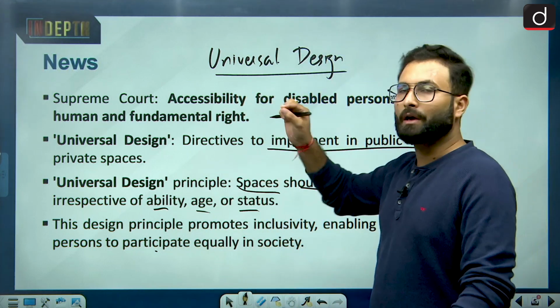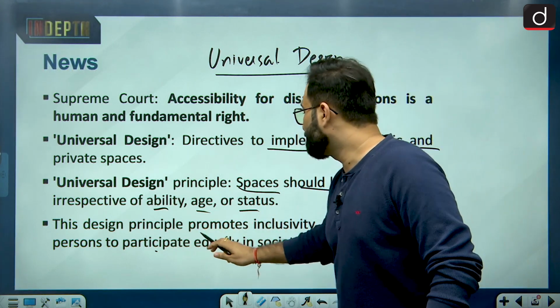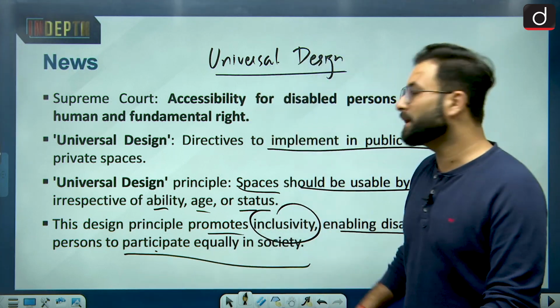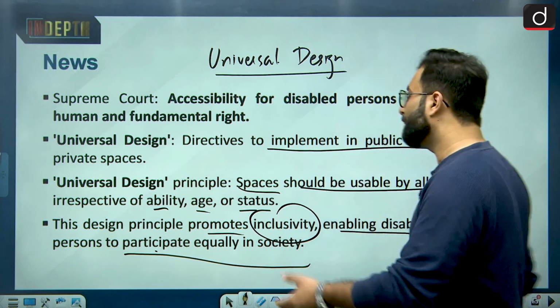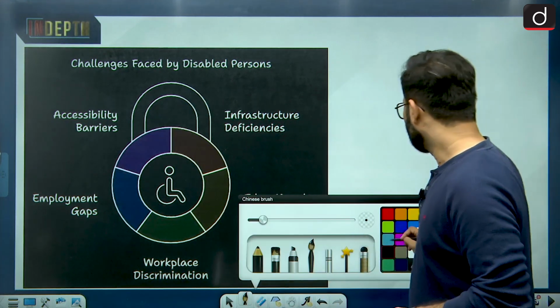So for that you need to have a universal design that is inclusive and accessible. This design principle promotes inclusivity, enabling disabled persons to participate equally in society. That has been discussed in this particular judgment. Now coming to the problems which are basically faced by people with disabilities in day-to-day life.